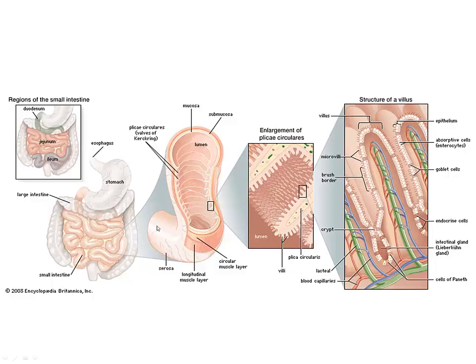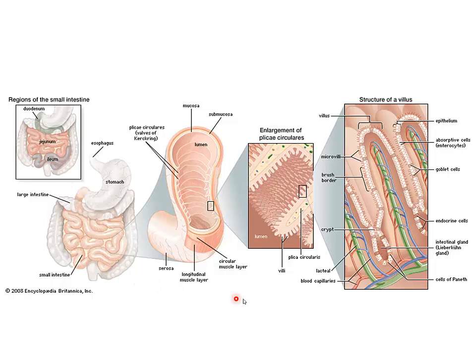In this illustration, we can see the three regions beginning here at the stomach. You can see the first small portion as the duodenum. The bulk of our small intestine will be the jejunum, or the middle portion, and then the last segment before we contact the colon is going to be the ileum.